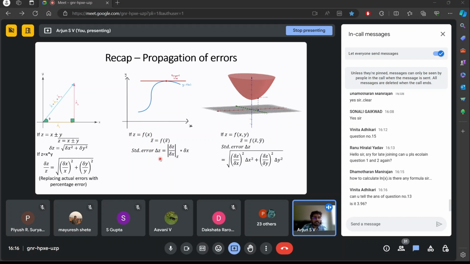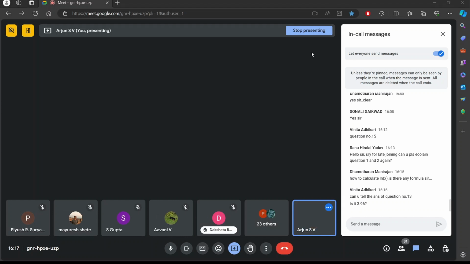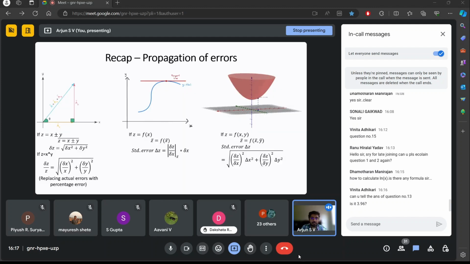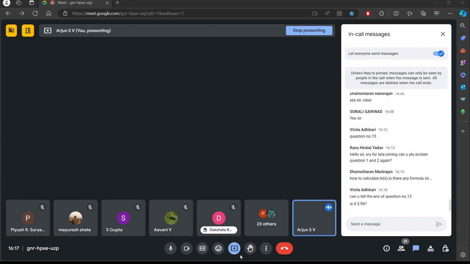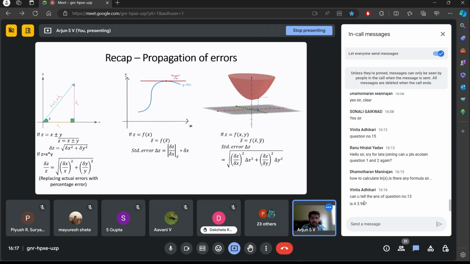Vinita Adhikari is asking about question number 13, 15. I don't have the questions with me right now for 13 or 15. Let me see if I can get them somewhere. Questions 13 and 15. Vinita, I think you did log instead of ln. I think you might want to divide that by 2.3 to convert it into natural log.